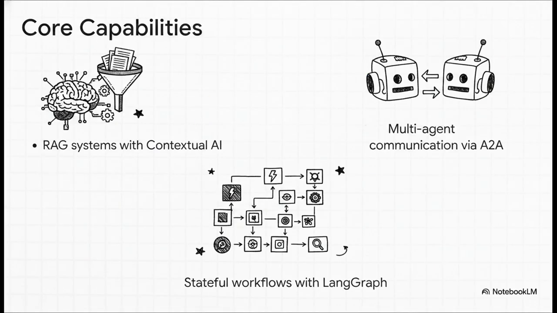Now, to actually make that journey, you need some seriously robust logic. The repository provides a massive volume of open source resources for these core capabilities. For example, it teaches you exactly how to build enterprise-grade RAG, that's retrieval augmented generation systems, in just 15 minutes using contextual AI. It covers multi-agent communication via the A2A protocol, meaning your agents can actually collaborate, and it shows you how to design complex, stateful workflows using LangGraph. These are the exact frameworks that professionals are using right now to give their agents a brain.